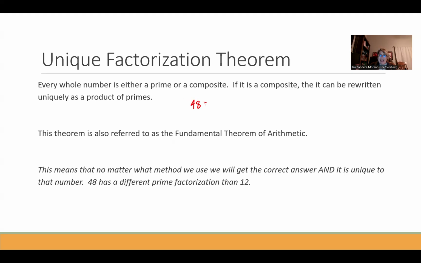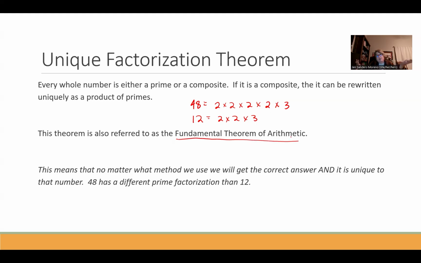So like 48 was 4 2's and a 3. There's no other number that has exactly 4 2's and only a 3. If you have 4 2's and a 3, you're only getting 48. Okay? The number 12 has 2 2's and a 3. So every single composite number has a prime factorization that is unique to them. And it doesn't matter if we use a factor tree or factor ladder, you're still going to get the same thing. This is also called the fundamental theorem of arithmetic.